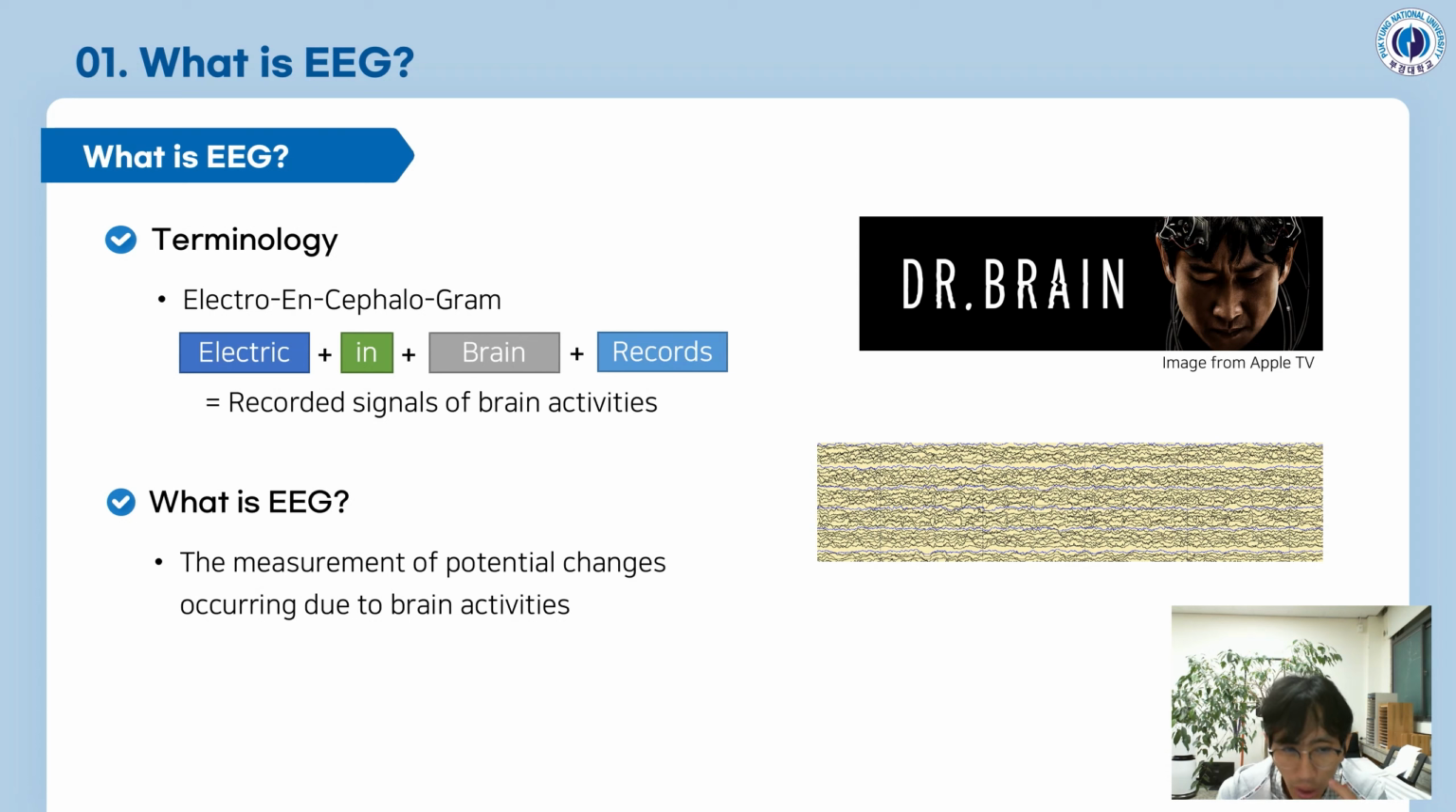There are many activities inside of our brains, and it generates potential changes. So when we try to measure it from outside of our brain, then that is the EEG what we are talking about.